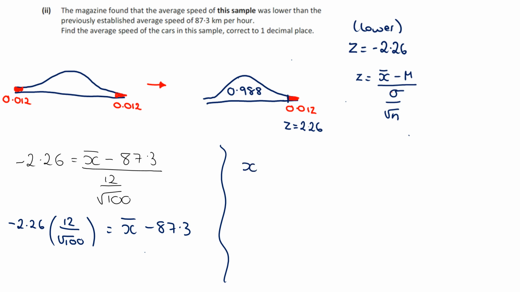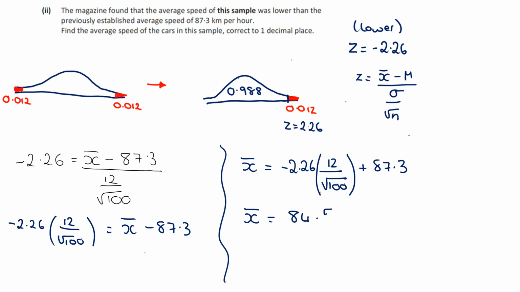That gives us x bar is equal to minus 2.26 by 12 over root 100, plus 87.3. I'm going to just stick it all in the calculator at the end. You can fill it in as you go if you prefer. When you put that into the calculator, we get 84.588. They want it correct to one decimal place, so we get 84.6 kilometers per hour.